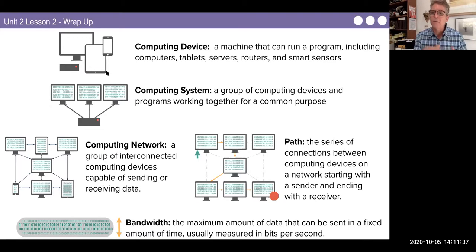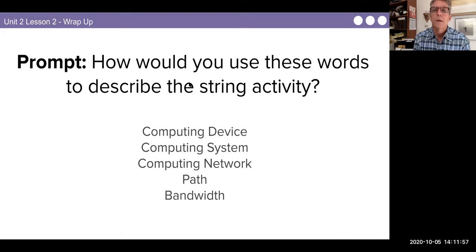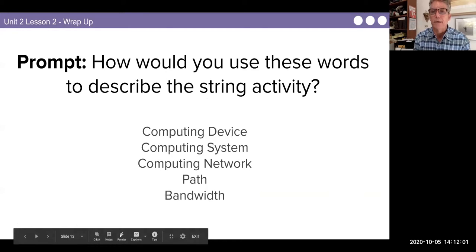The path is the series of connections between computing devices on a network, starting with the sender, ending with the receiver. What path does your message take? Bandwidth is the maximum amount of data that can be sent in a fixed amount of time, usually measured in bits per second. All right, how would you use these words to describe the string activity?